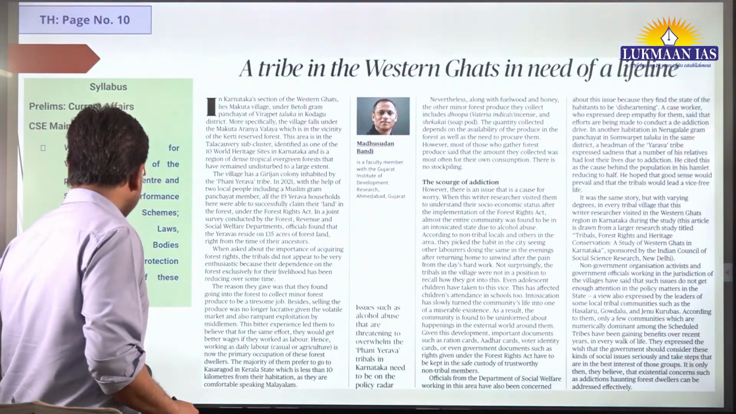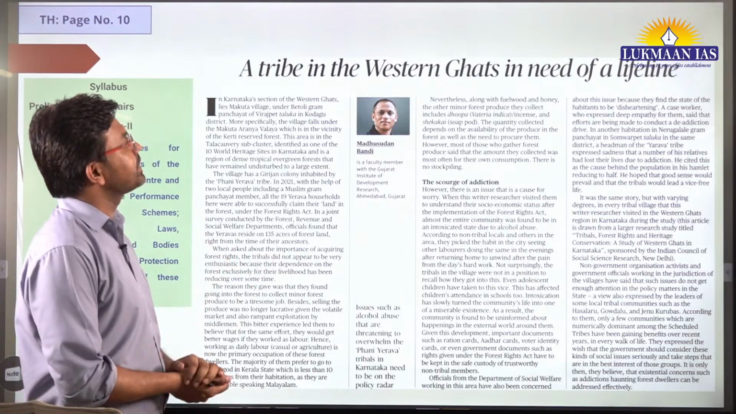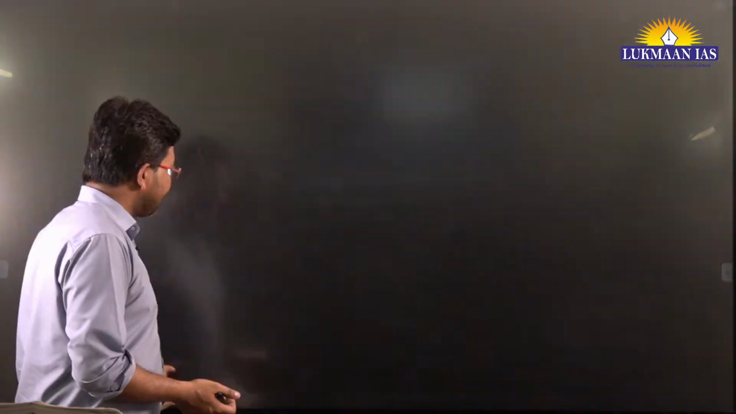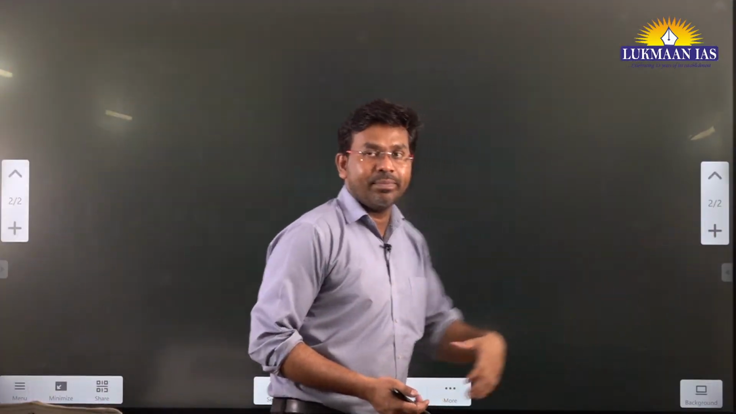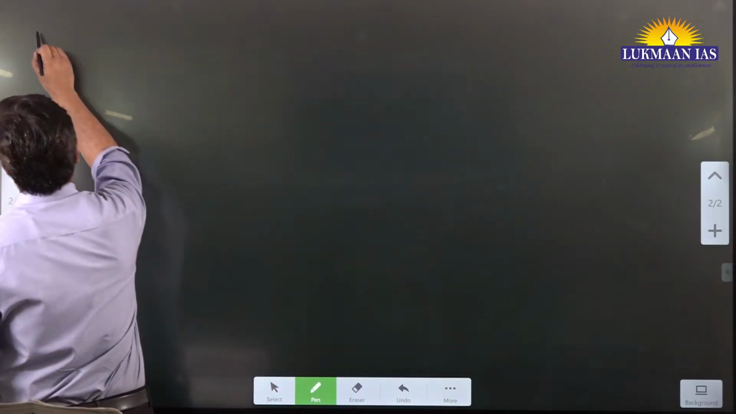And this article is again very important. It talks about a tribe in the Western Ghats that is in need of a lifeline. So in this article, basically we are going to discuss a tribe and why they need a lifeline. Okay, so this is going to be topic number 2 for the day.